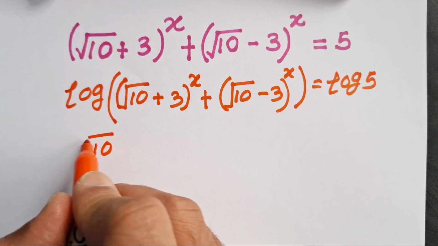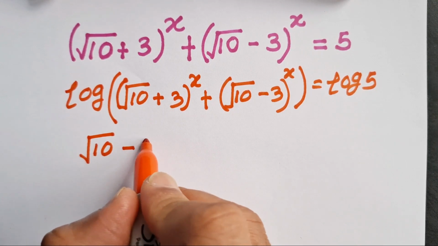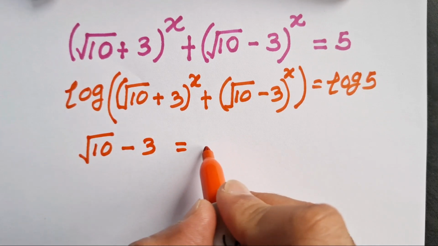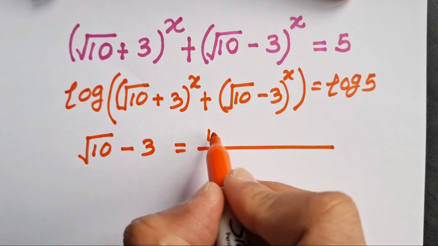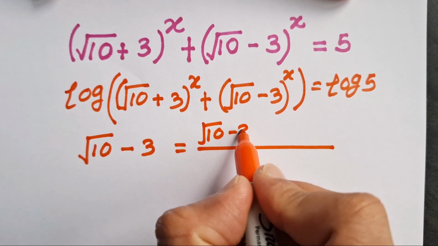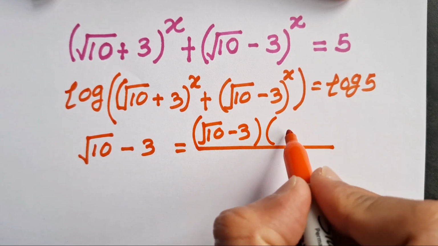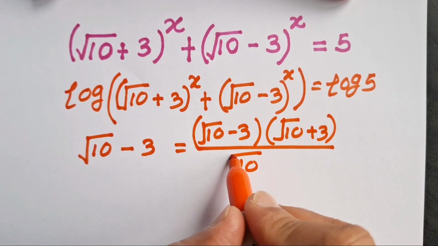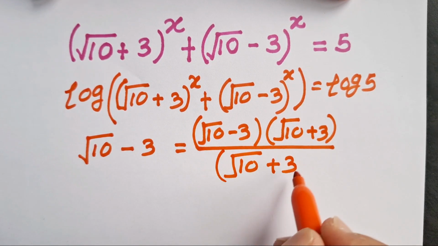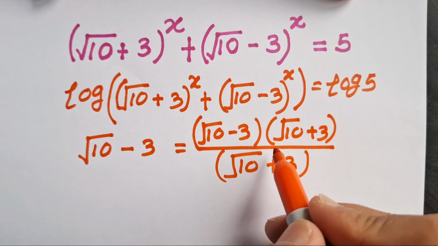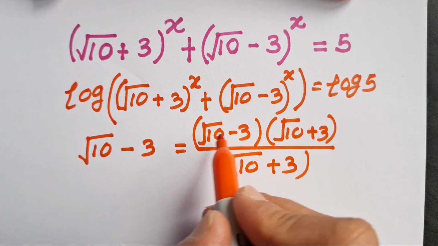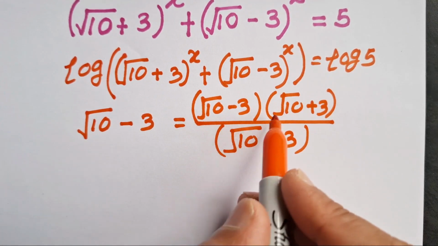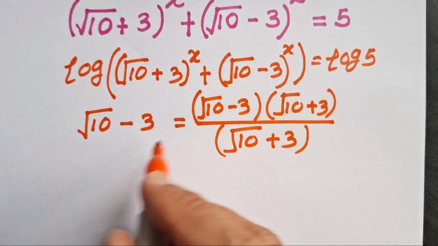If you think about square root of 10 minus 3, it can be written as (square root of 10 minus 3) times (square root of 10 plus 3) divided by (square root of 10 plus 3). Nothing wrong with this, because square root of 10 plus 3 and square root of 10 plus 3 are going to cancel. Then we have square root of 10 minus 3 is equal to square root of 10 minus 3. This is absolutely fine.